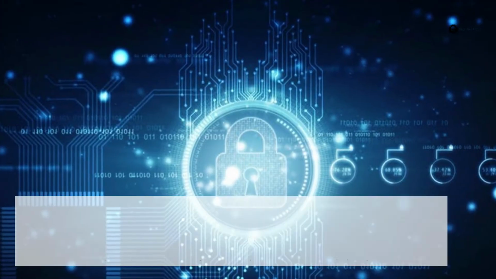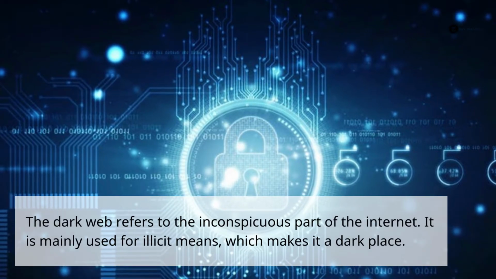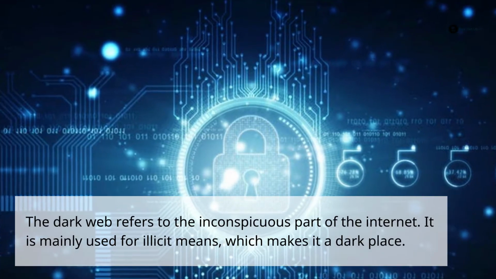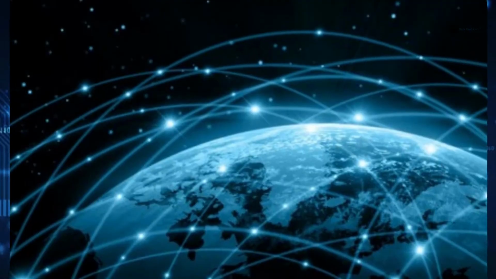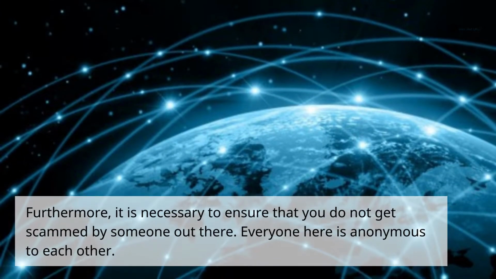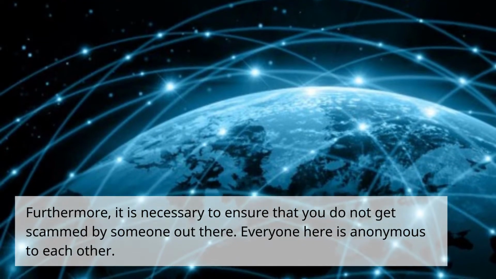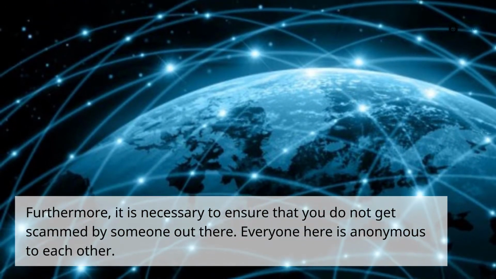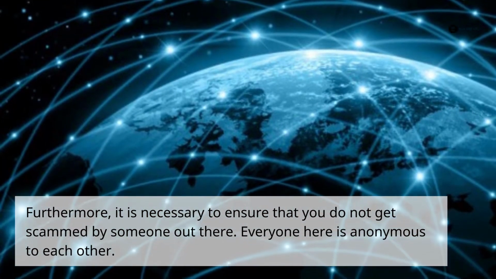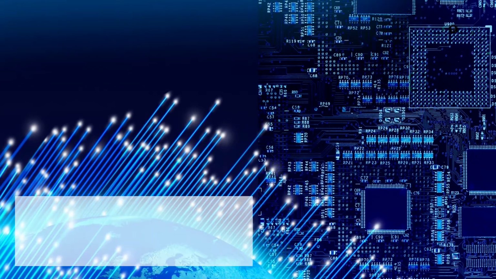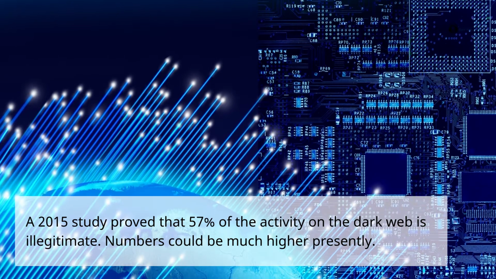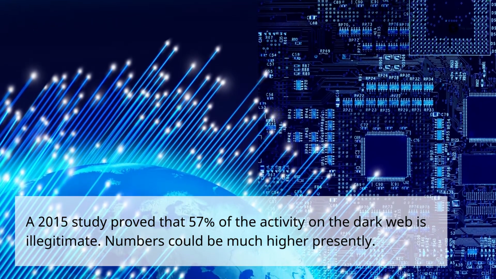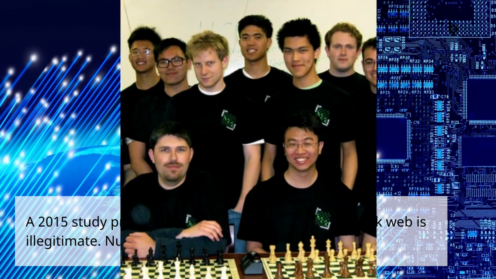The dark web refers to the inconspicuous part of the Internet. It is mainly used for illicit means, which makes it a dark place. Furthermore, it is necessary to ensure that you do not get scammed by someone out there. Everyone here is anonymous to each other. A 2015 study proved that 57% of the activity on the dark web is illegitimate. Numbers could be much higher presently.